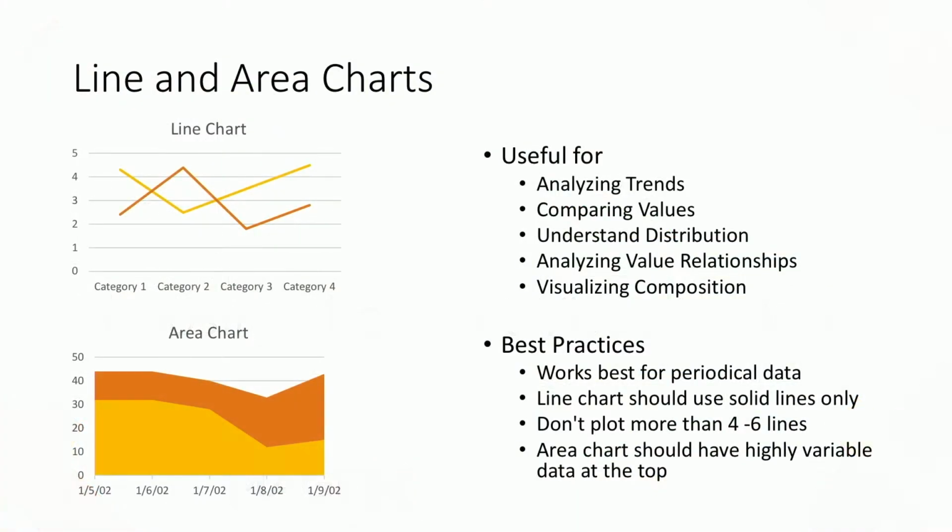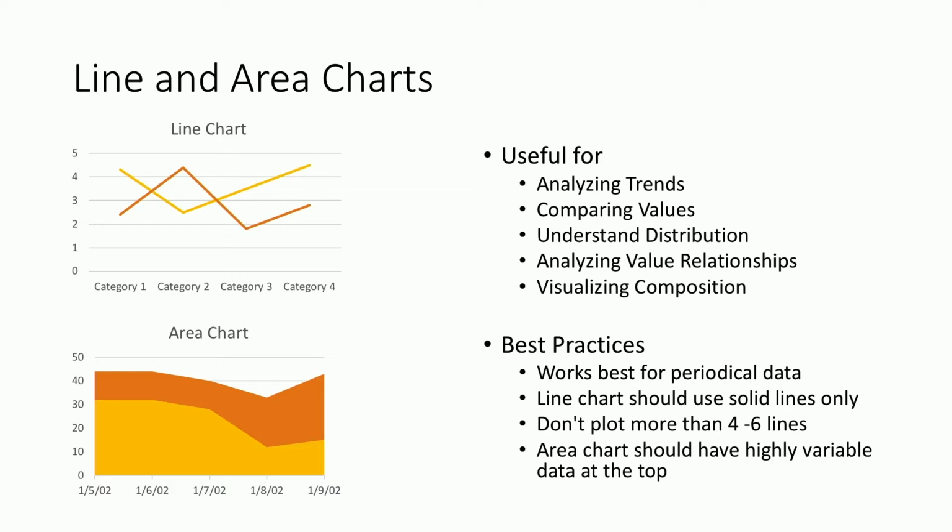So let's start with line charts. These are great for analyzing trends. So they're great with periodic data, so data over time. They're also good for comparing values, understanding some distributions or relationships. And the area chart can be good for visualizing some composition, so how something is being made up.